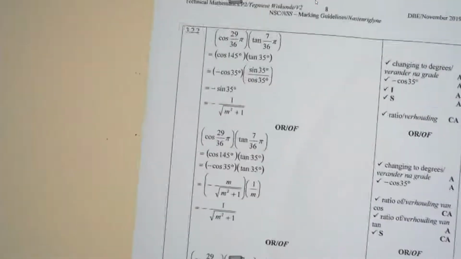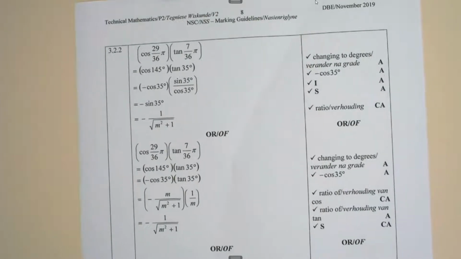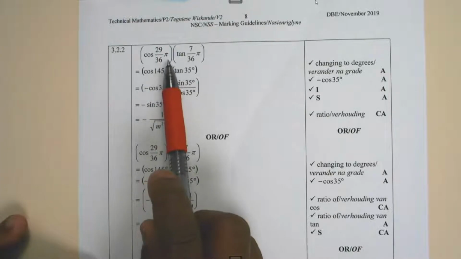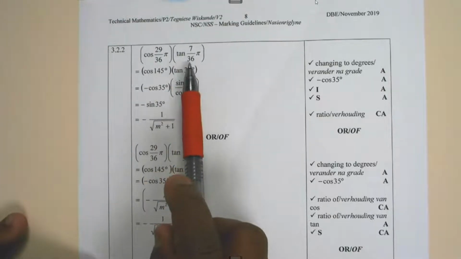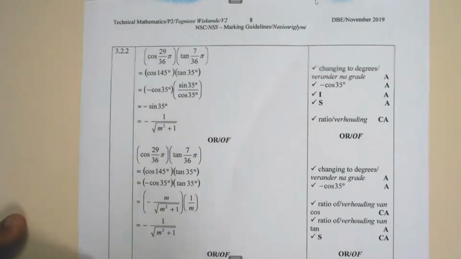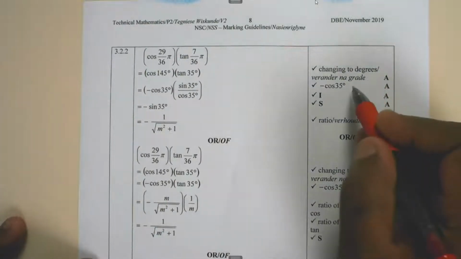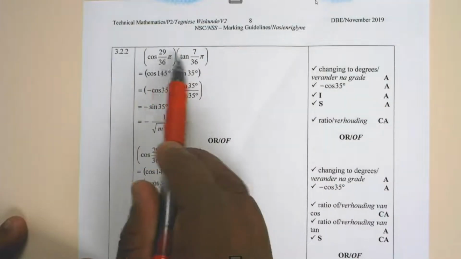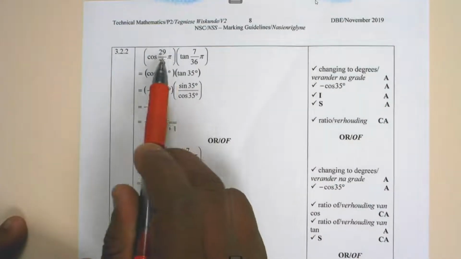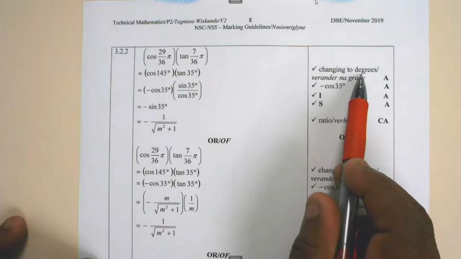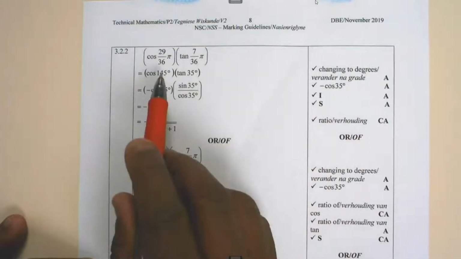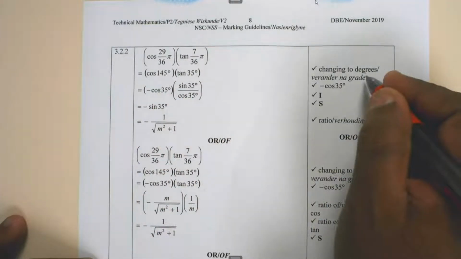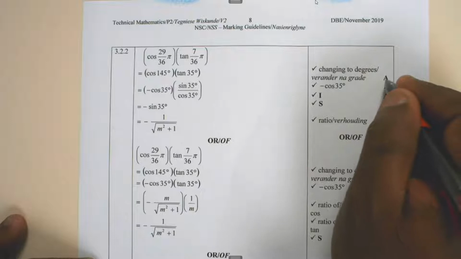Looking at 3.2.2, colleagues, you now have cos 29 over 36 pi times tan 7 over 36 pi. What do we have here? The first mark is for changing radian angles to degrees. Therefore, 1 mark for changing both. That is 135 degrees and 35 degrees. It will be a mark, and it is an accuracy mark.